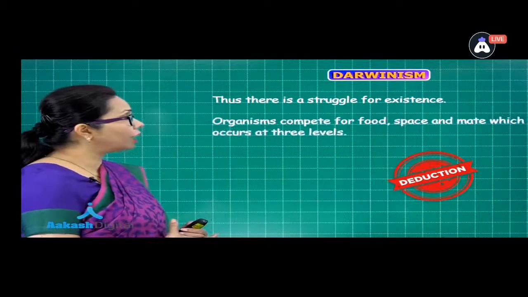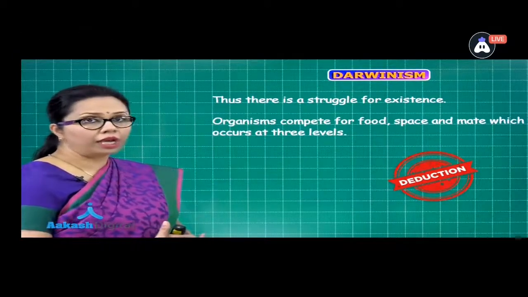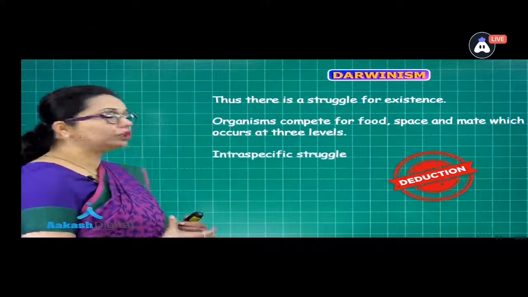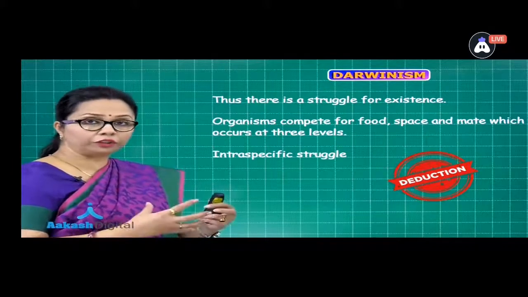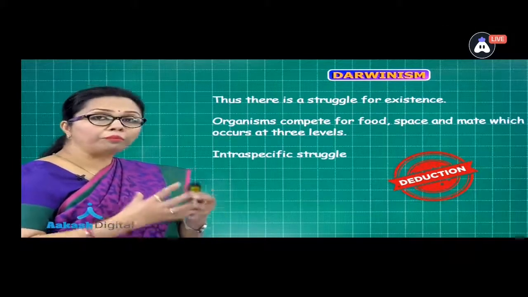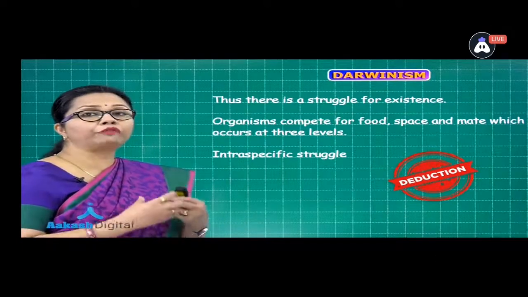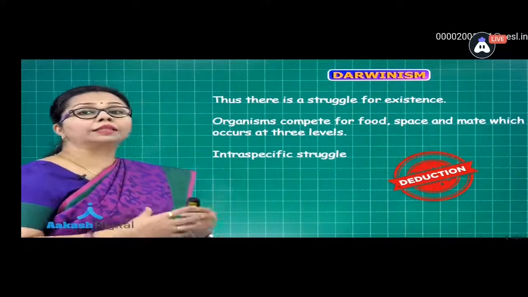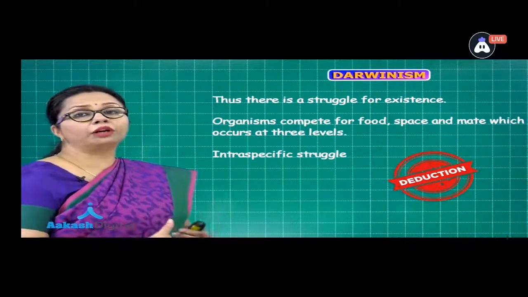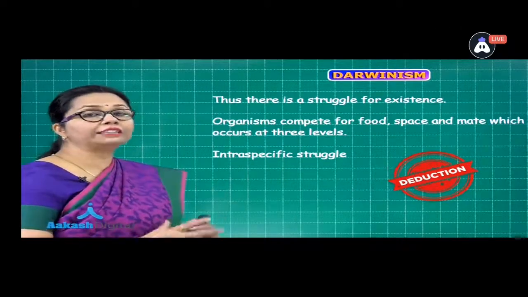And why is this struggle occurring? This is competition for food, space, and mate. And this is occurring at three levels. That is intraspecific. Intraspecific would be within the same species. So the members of the same species have the same requirement. They are competing for the same type of food, the same type of habitat where they want to live, and similar mating partners. So this way, this struggle is very severe.